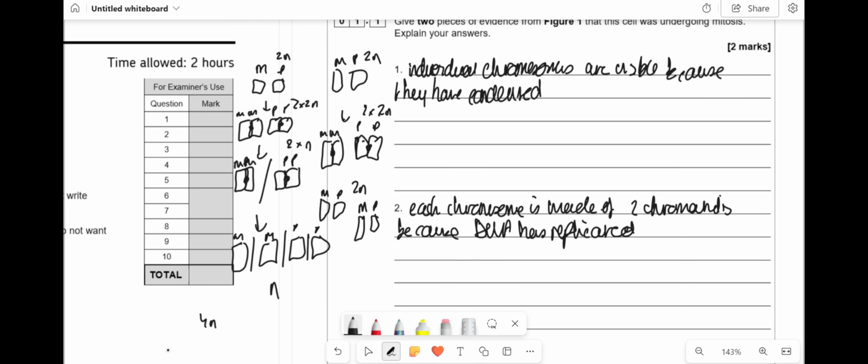So if I've got 4N, then that means I could have like maternal, paternal, something else, and something else. So it's really important to make sure you understand that the homologous pairs are mother, father, or maternal, paternal chromosomes. Not anything to do with mitosis. The homologous pairs are still always there.